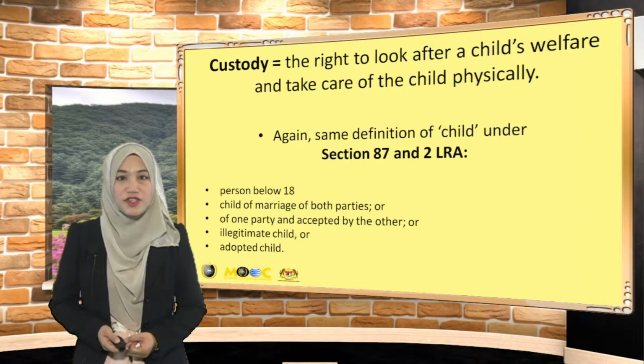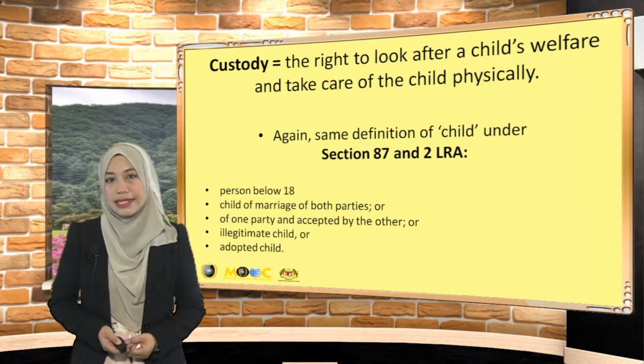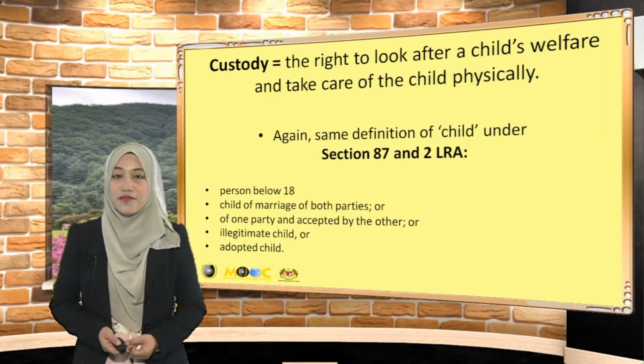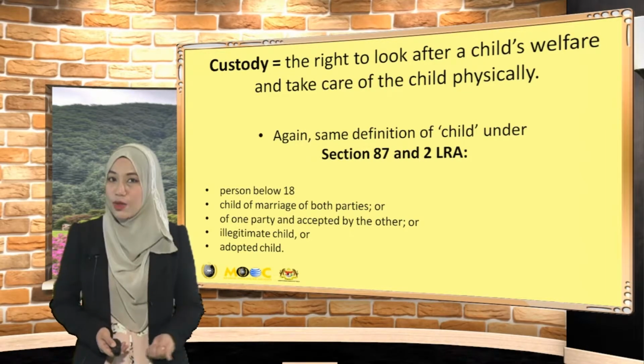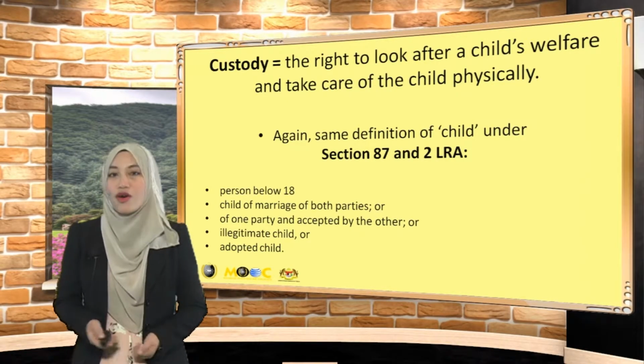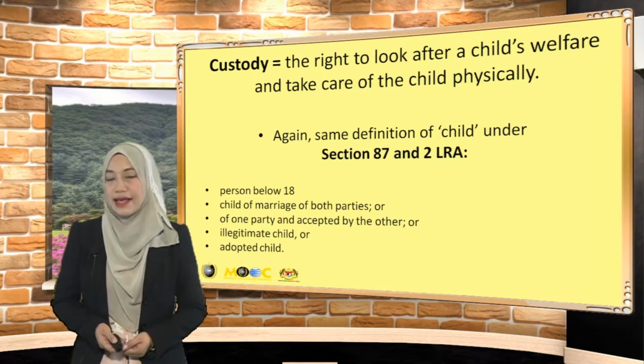The definition of child is spelled out under sections 87 and 2 of the Law Reform Marriage and Divorce Act 1976, which means person below 18, child of marriage of both parties or of one party and accepted by the other, illegitimate child or adopted child.